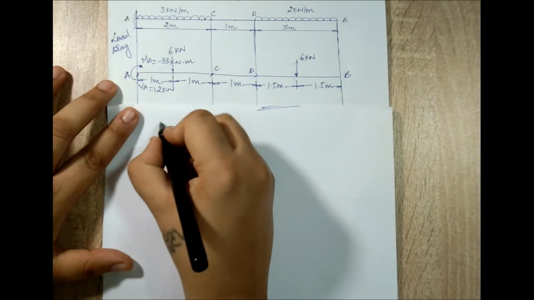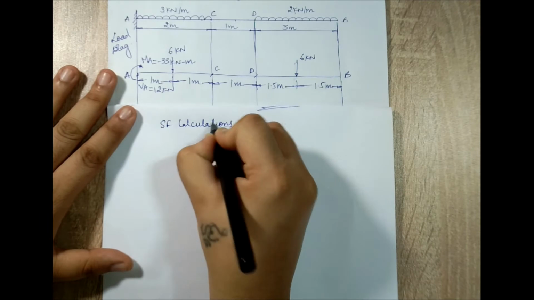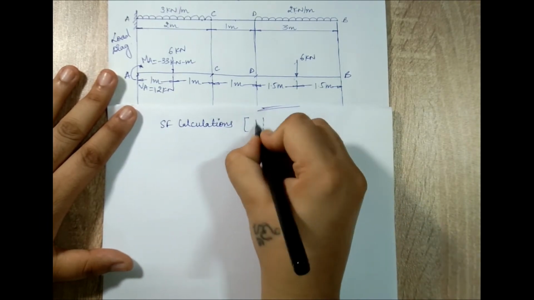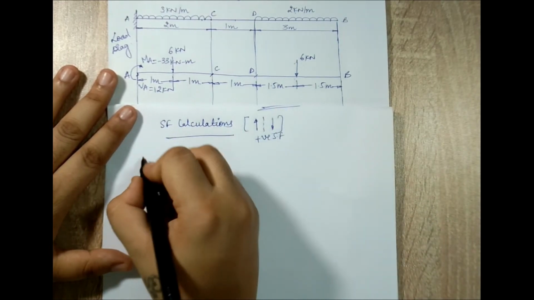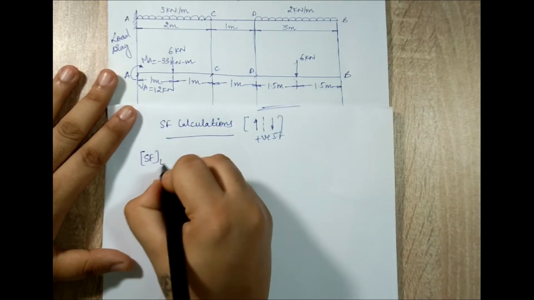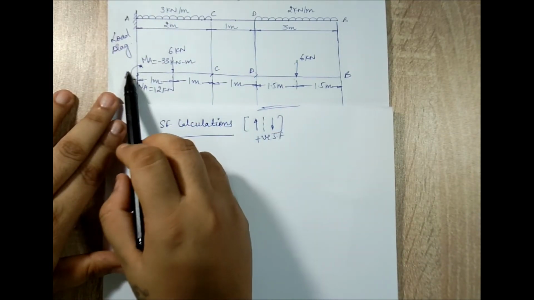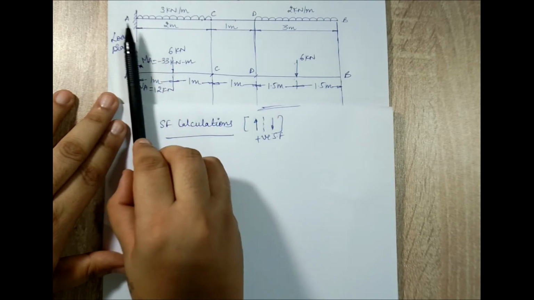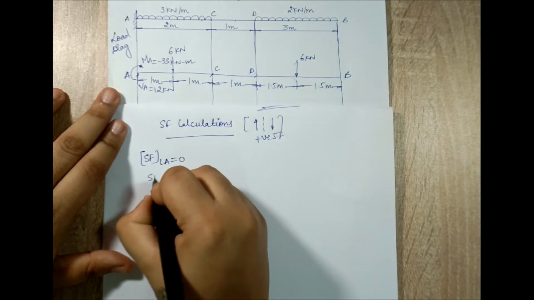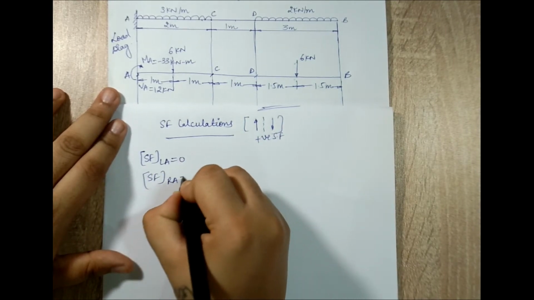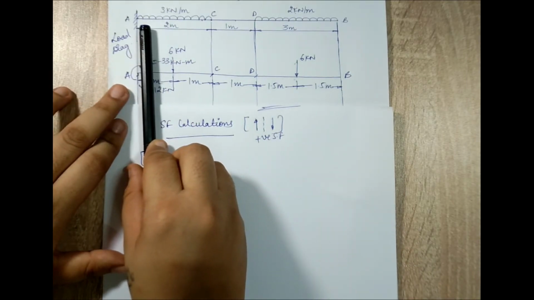Now I'll start with the SF calculations. Any force to the left of section going upward is positive shear force. I'll start with the shear force at A. Now since there is a shear force here, obviously there will be left and right both calculated. I'll stand at A, look to the left, no shear force, so it is 0. Shear force to the right of A will be 12 kilonewton. Look carefully, I'll go to the right and I see this point A.